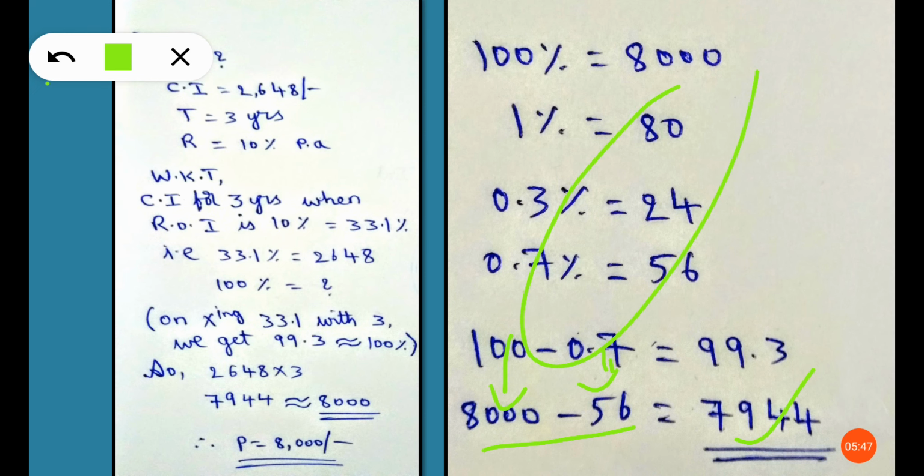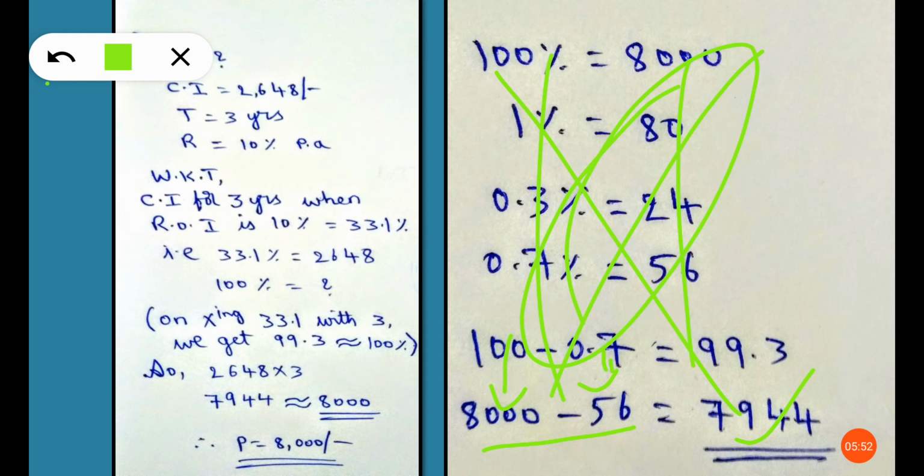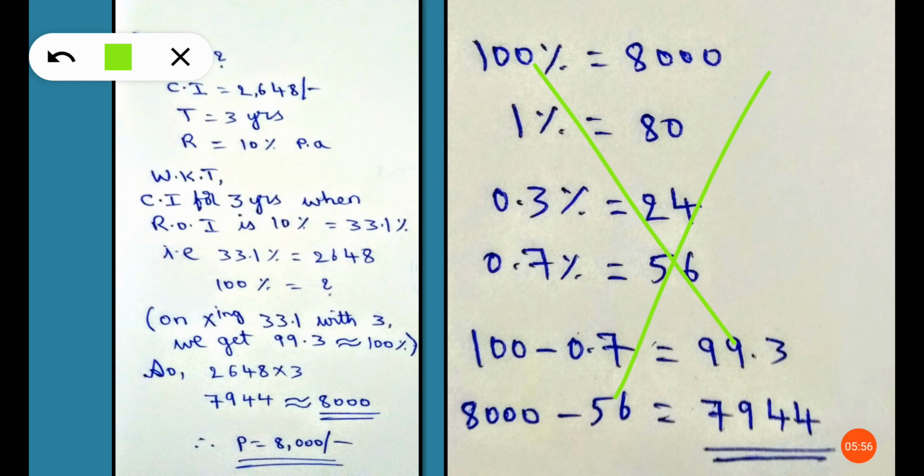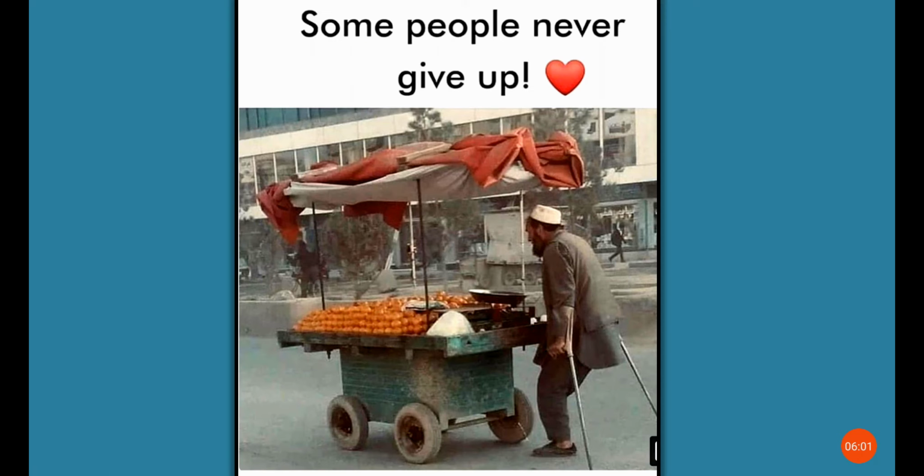I don't suggest you to do all these things during the examinations because it eats away your time. So don't do these things in examination. Just for clarification purpose I have explained here. I hope you understood the two questions.